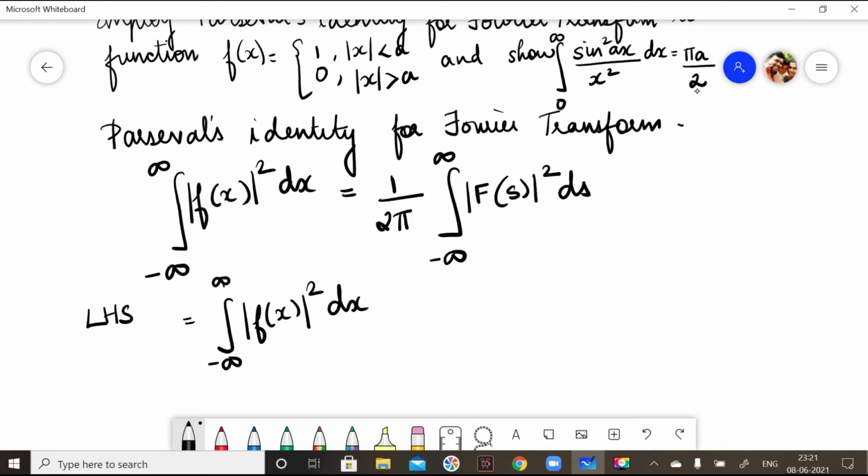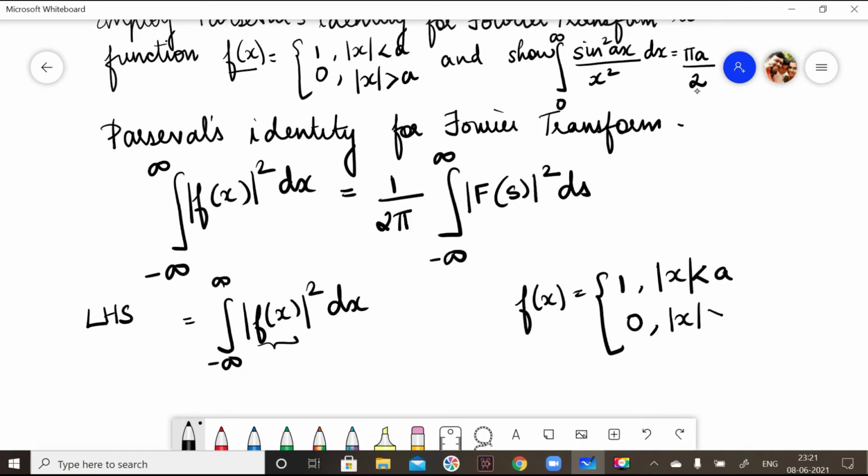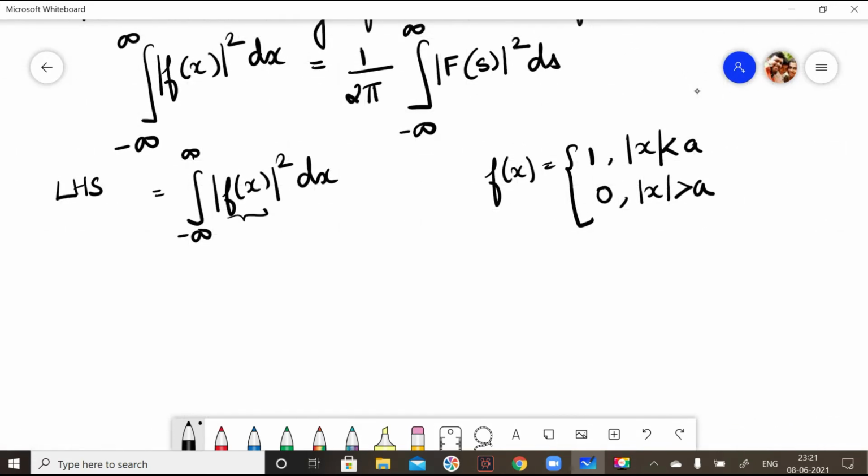Okay, so now what is f of x? F of x is given in the question. F of x is equal to 1 for modulus of x less than a and 0 for modulus of x greater than a. Okay, so first let me sort out this first. Here the integral is minus infinity to infinity, but here the interval is different. So first, modulus of x less than a is the first part, modulus of x greater than a is the second part.